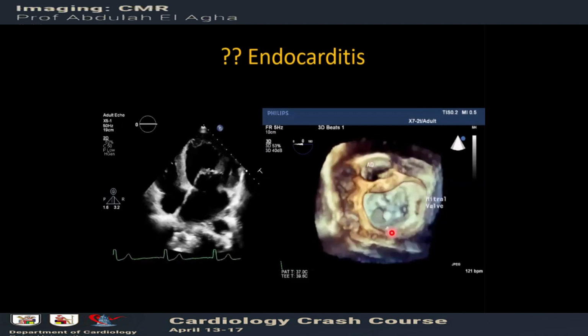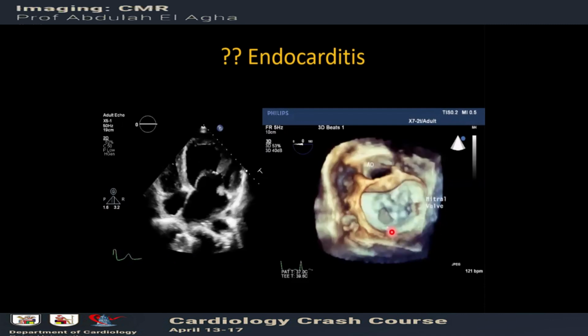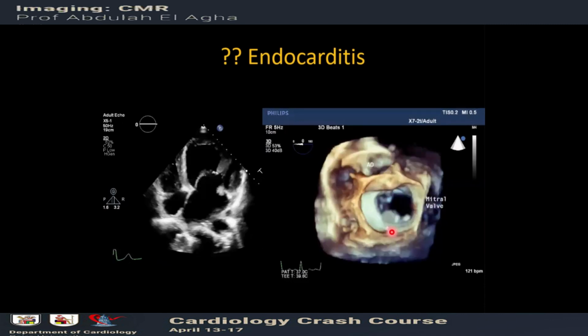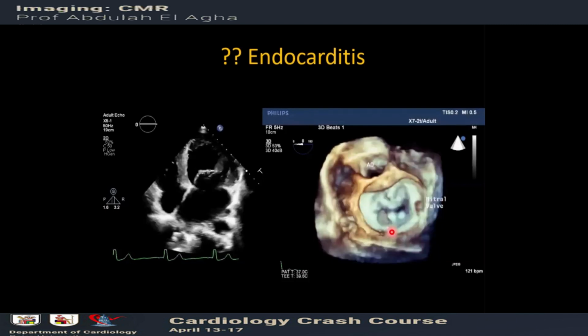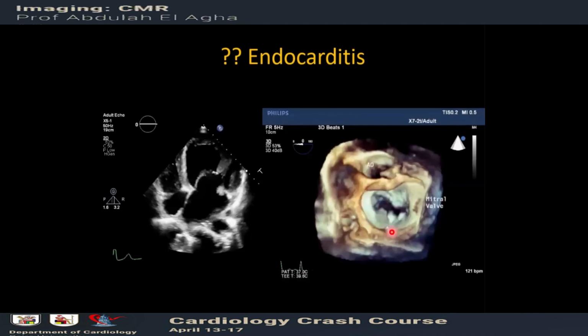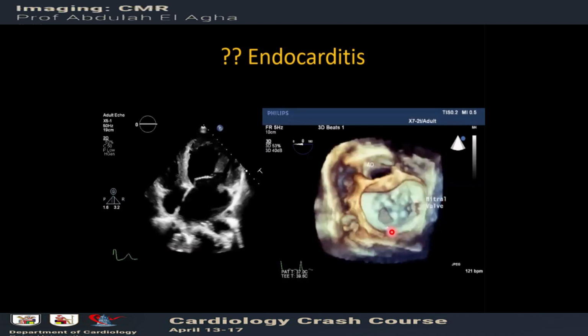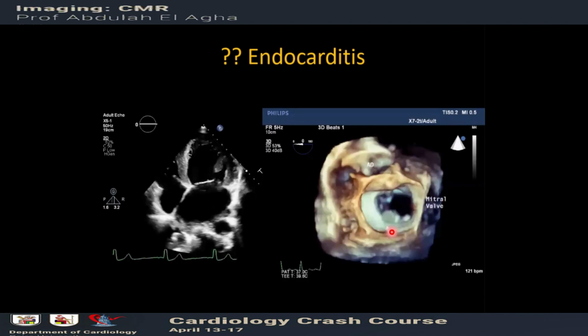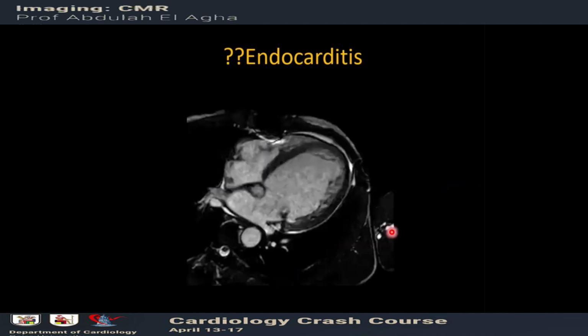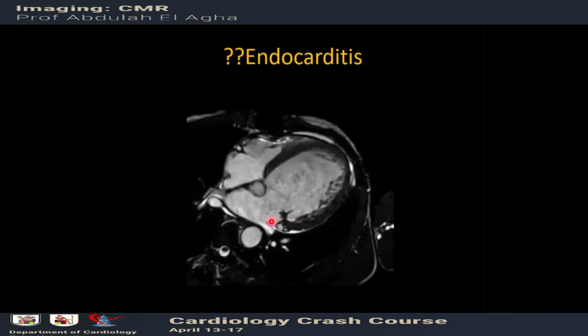And the culture was always negative. We didn't have a causative organism. So we decided after that in the grand round to do a cardiac MRI as a part of our protocol for the infective endocarditis project by cardiac MRI. And we have interesting findings.